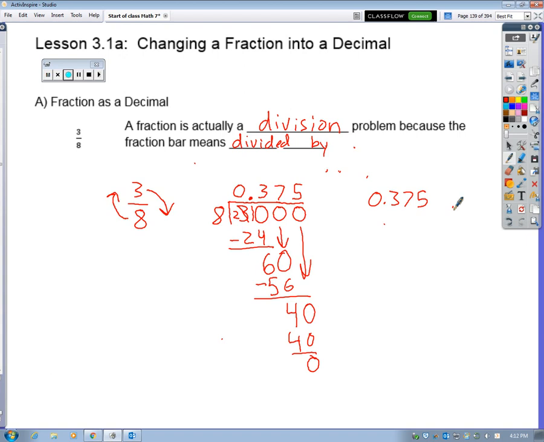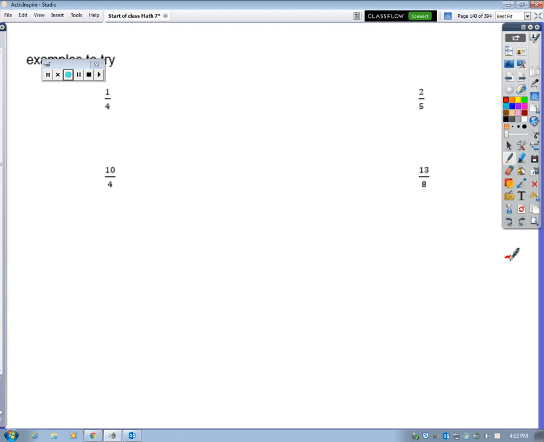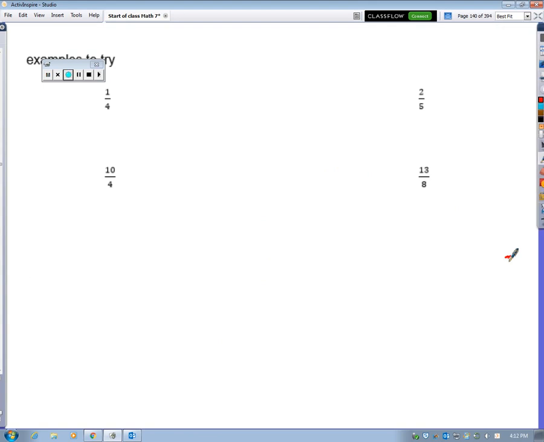Let's work out a few more just in case you need a few more examples. Then you can watch this. If you think you can move ahead on your own, then you can move ahead on your own. Alright, but I'll walk you through a few more examples here. Okay, let's start with 1/4. Again, we can turn this fraction on its side to set up our division problem.